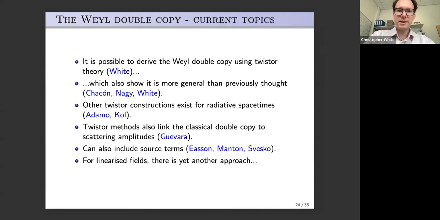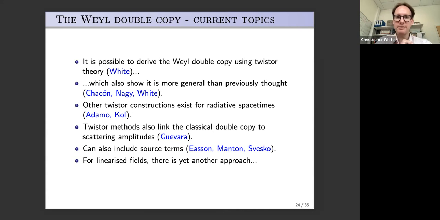So what are the current topics in the Weyl double copy? Well, when I first saw the Weyl double copy, I thought, that's a very nice formula. Where on earth does it come from? It's so mysterious looking, particularly if you're learning these spinor methods for the first time, which I was. It turns out that you can use twistor theory to actually derive where that Weyl double copy comes from. What we hope about those twistor methods is that they will allow us to say when we get an exact double copy in position space and when we don't. I've got a paper in preparation arguing when that should be.